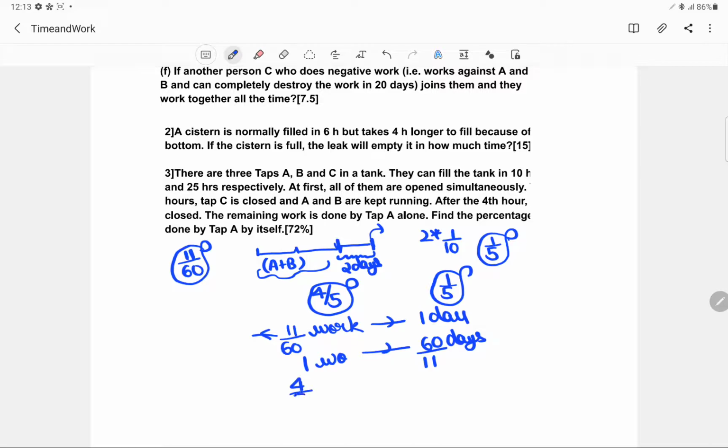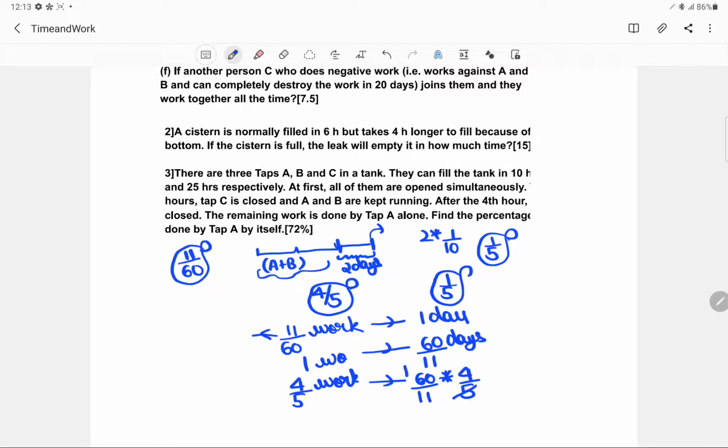So 4 by 5 work would be done in, see, the value is less than 1. I feel that it should be more. So what I'll do is, I feel, see, one work is being done in these number of days. So I feel that 4 by 5 work should be done in lesser number of days. So I should divide, but rather since the value is less than 1, I will multiply. So this is like 60 by 11 into 4 by 5.